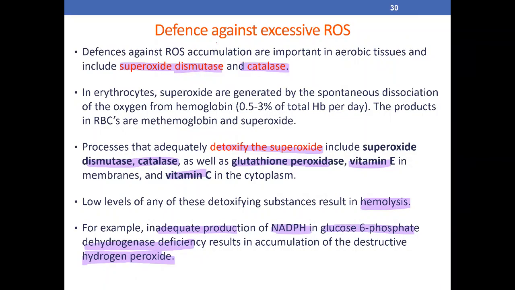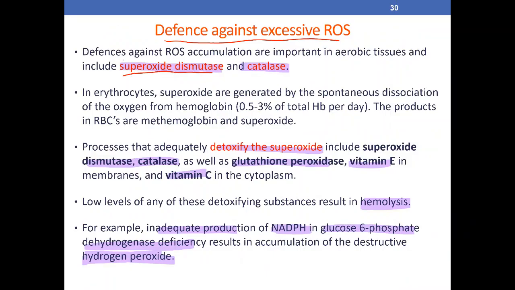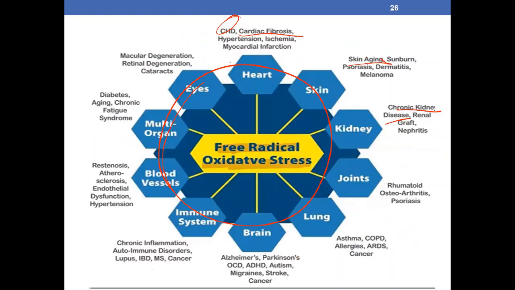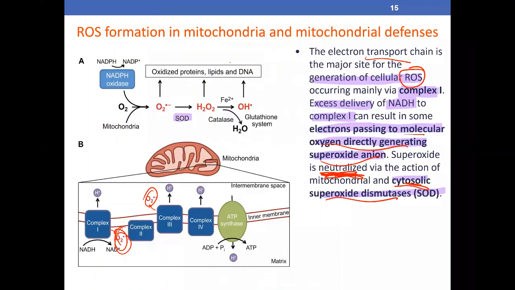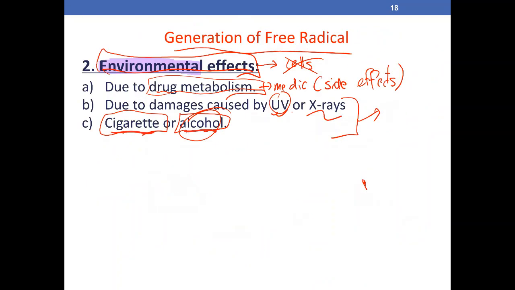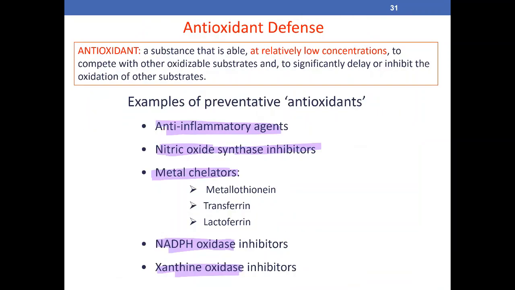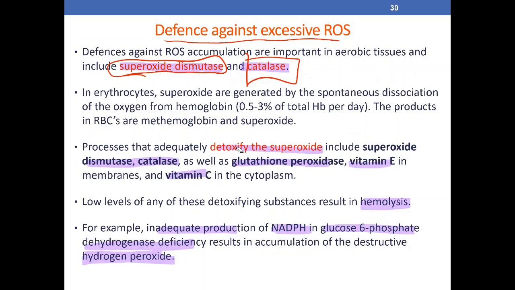We already discussed the defense against excessive free radicals, or sorry, reactive oxygen species. Remember these two enzymes, superoxide dismutase and catalase. Remember these two from the beginning, way over here. Let me find them real quick. Yeah, right here. Superoxide dismutase and catalase. We already discussed this. This is the defense mechanism inside your body, and this is how it clears off these free radicals. These are present inside your body already.